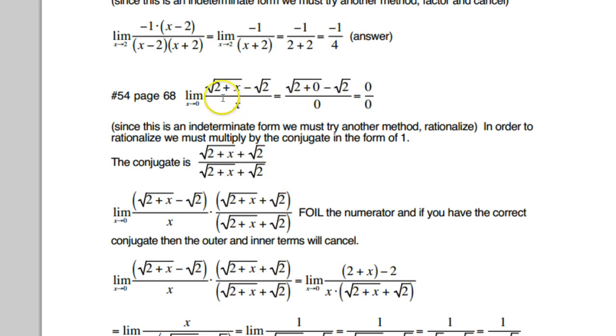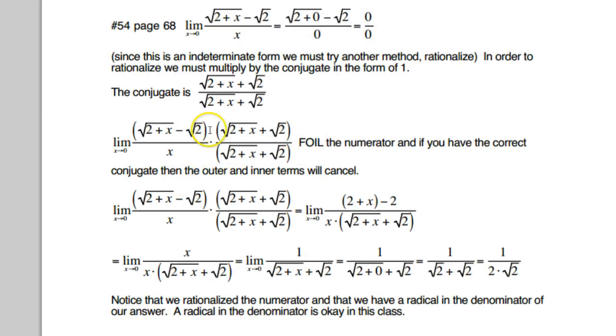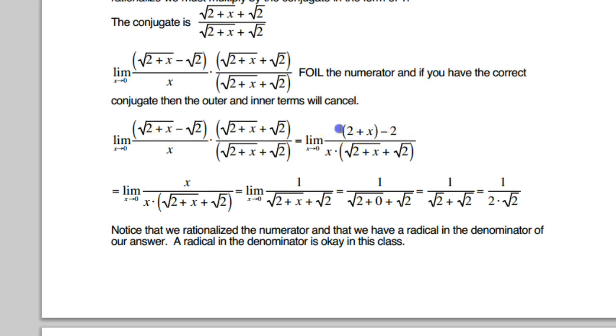Okay, radicals. If you notice, this is pretty funky, and if I plug in 0, I'm going to get 0 over 0. So that's an issue. What we're going to do is multiply the top and bottom by the conjugate. You are going to have to FOIL this top part, and you should get 2 plus x minus 2 on top. On the bottom you should have x times the square root of 2 plus x plus the square root of 2.